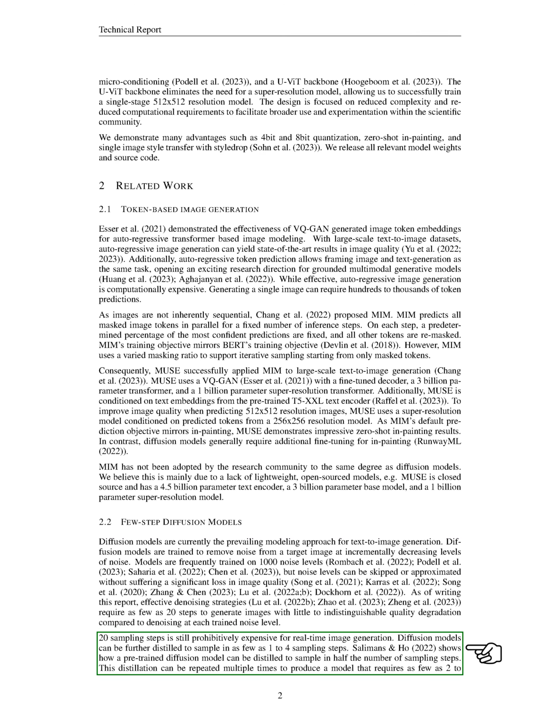Diffusion models can be further distilled to sample in as few as 1 to 4 sampling steps. This distillation can be repeated multiple times to produce a model that requires as few as 2 to 4 sampling steps. Consistency models can learn to directly predict the same fully denoised image from any intermediate noisy image on the ODE trajectory. These models were the first to successfully apply consistency distillation to large-scale text-to-image datasets, generating high-quality images in as few as 4 inference steps.